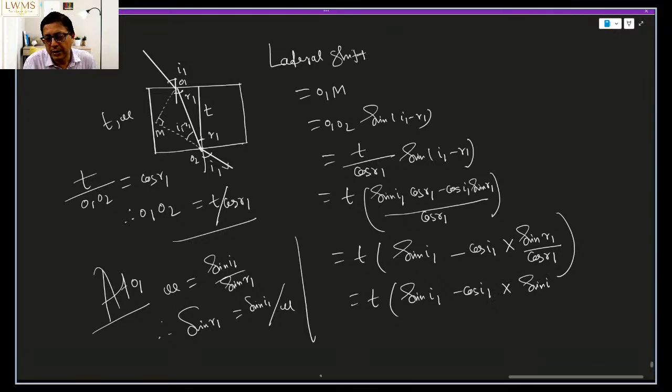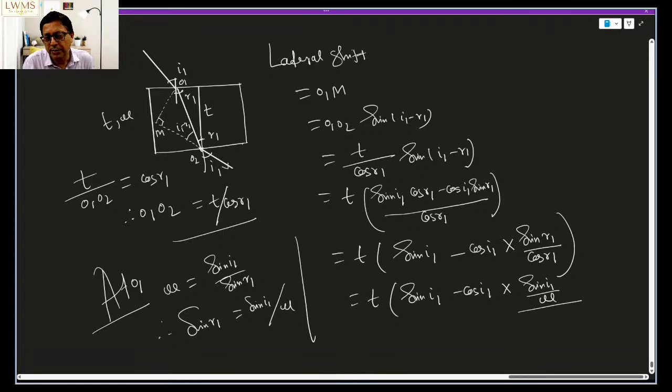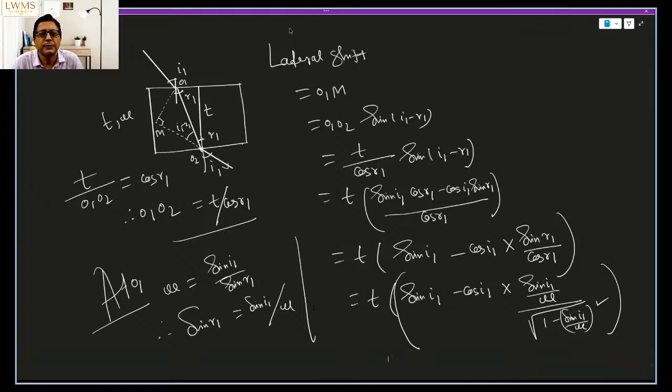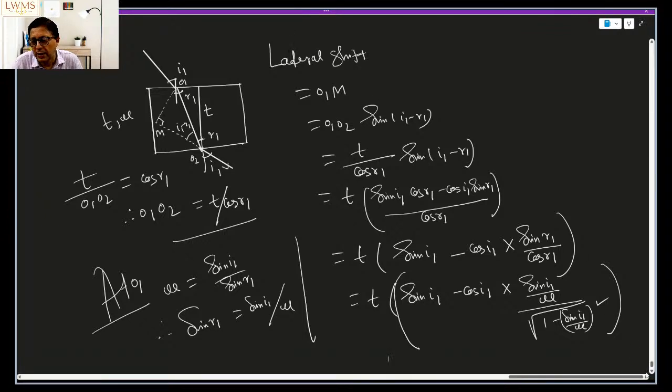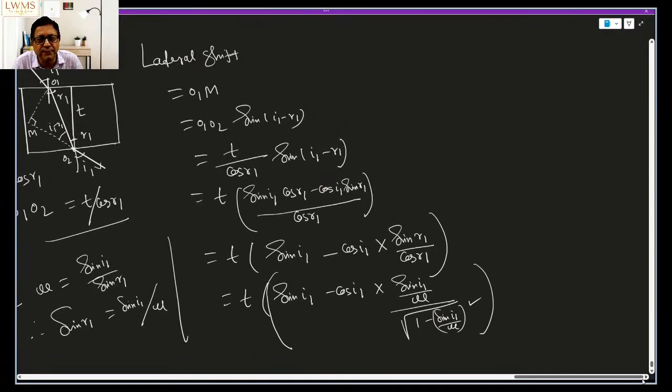Sin i1 by mu, that divided by... Is that clear? Understood? So this is the value of lateral shift. We can get a further simplified form.